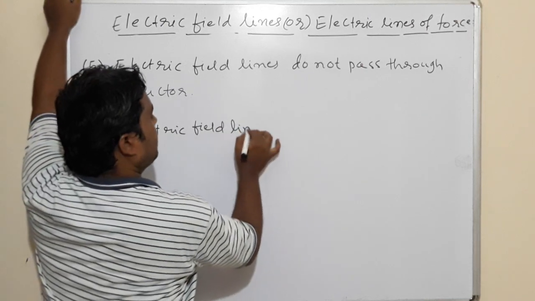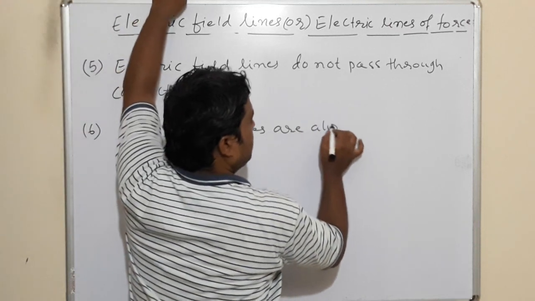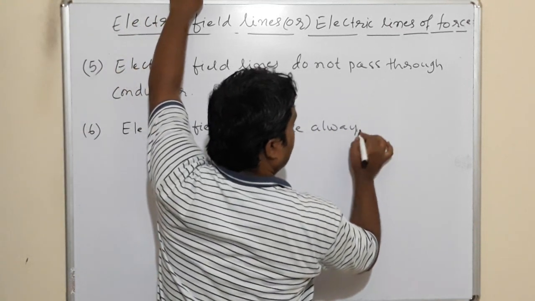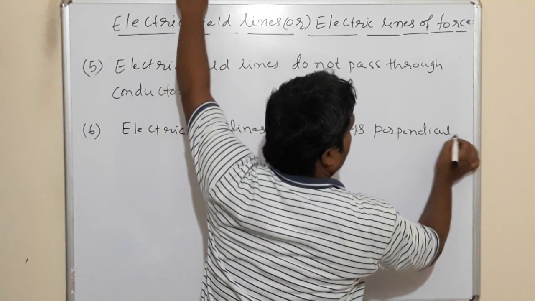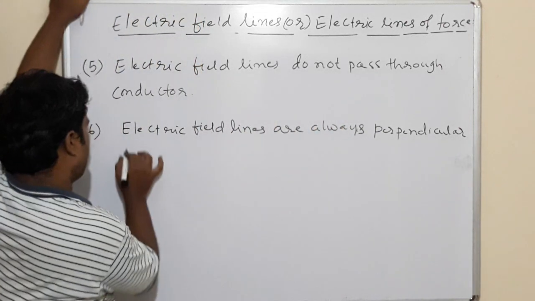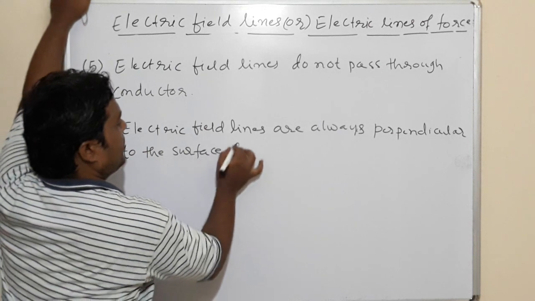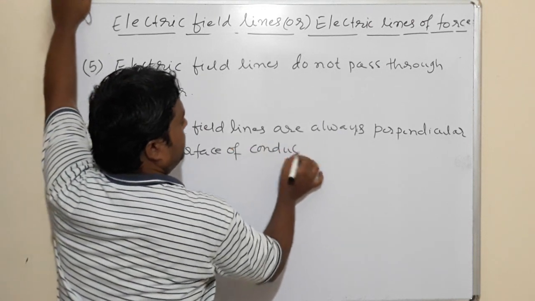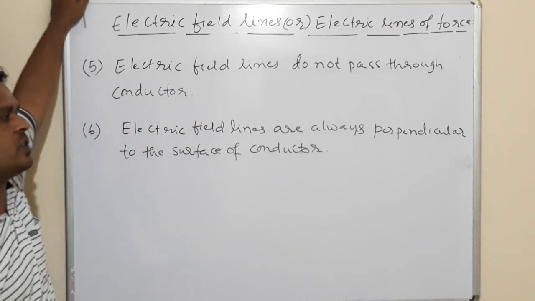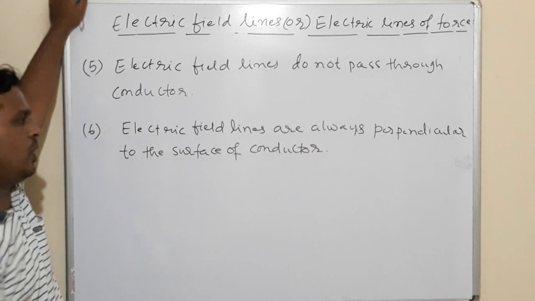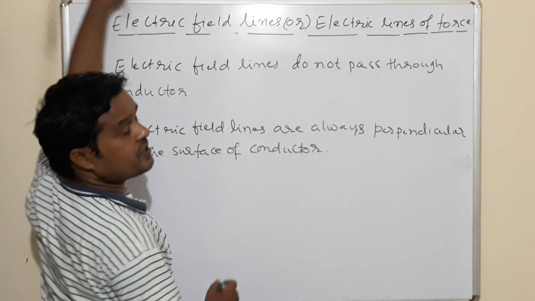Property number 6. Electric field lines are always perpendicular to the surface of a conductor, which indicates that the electric field is also perpendicular to the surface of the conductor. They are always perpendicular to the surface of the conductor. Perpendicular to the surface of the conductor means what?